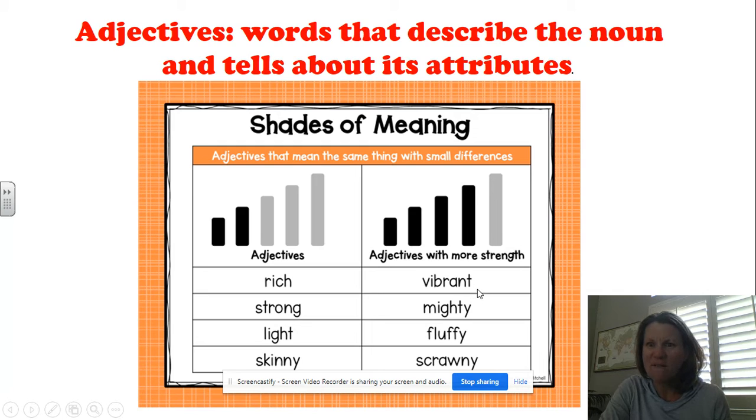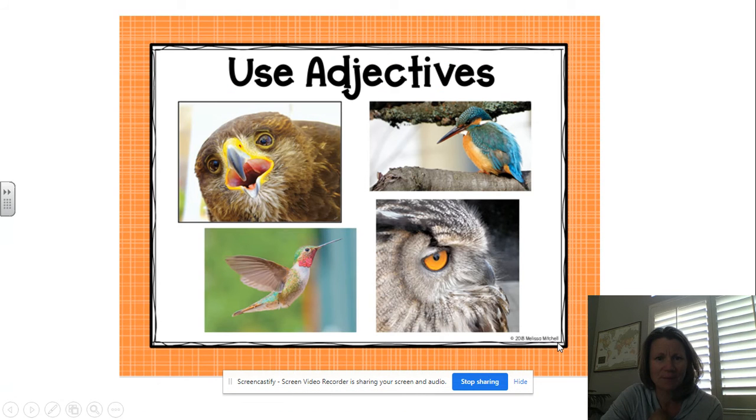If you want to give that adjective a little more strength, you can pop over here and say vibrant. Vibrant. Have you heard that word before? Come back here. Strong. You could say mighty. Mighty bird. Light, or fluffy, can bring it to the next level, just kind of a spicier word. Skinny, meaning very, very thin, or scrawny. That's a great word. Scrawny means really skinny.